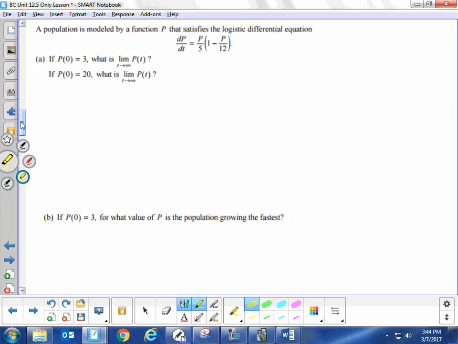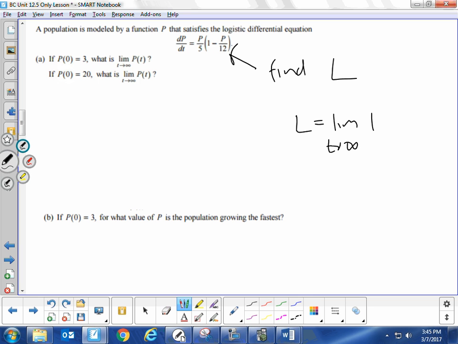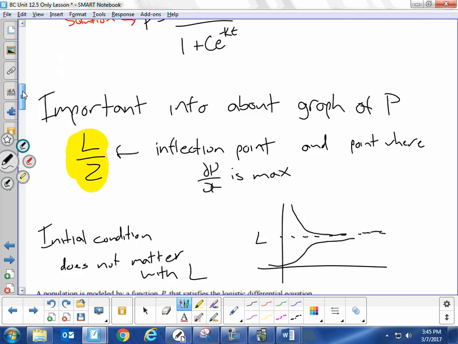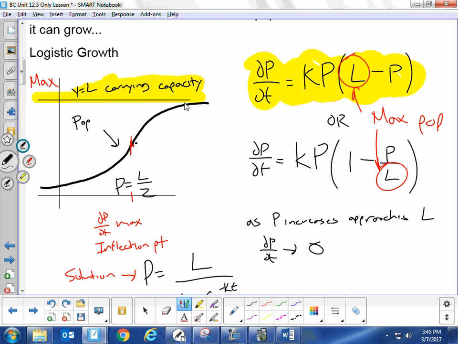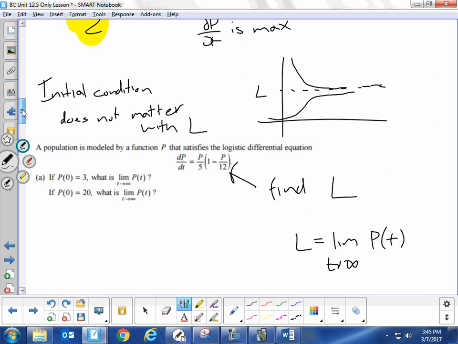Okay? Part A is if P of 0 is 3, what is the limit as t approaches infinity of P of t? If P of 0 is 20, what is the limit as t approaches infinity of P of t? The important part here is to find L. L will always be the limit as t approaches infinity of P. All right, look at your graph of what it looks like. We will approach L, no matter how we look at it, if we're above or below.